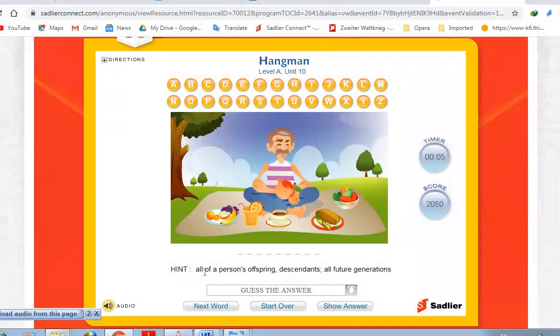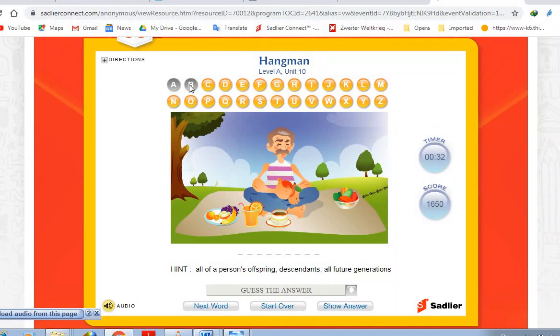Let's pretend we are answering a wrong one. Let's answer this wrong. All of persons, offspring, descendants, all future generations. Okay, we know the word, but let's tell another word, all right? Let's say, for example, abominable again. See what will happen. It's strong, so some part of food is taken away. The man will die of hunger if you take all his food and drink. So what's left for him? You are killing him.